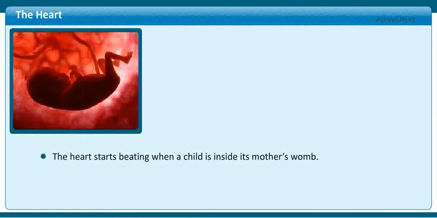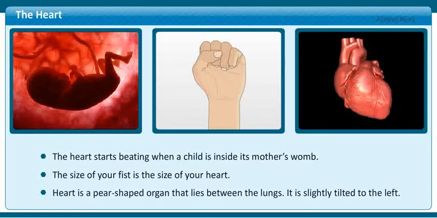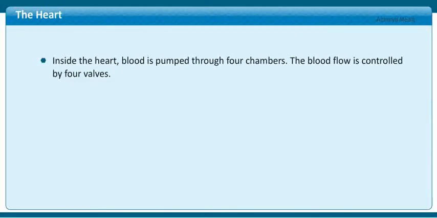Do you know how our heart looks? Clench your fist and look at it. The size of your fist is roughly the size of your heart. The heart is a pear-shaped organ that lies between the lungs. It is slightly tilted to the left. Inside the heart, blood is pumped through 4 chambers. The blood flow is controlled by 4 valves.